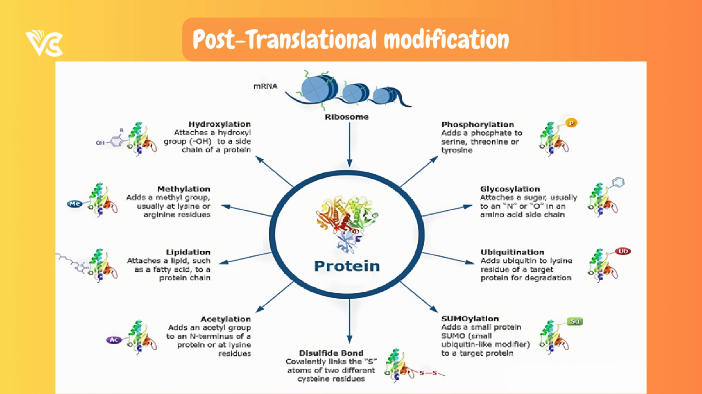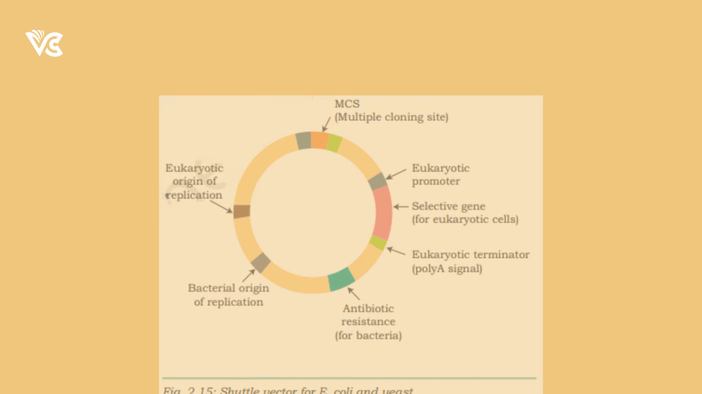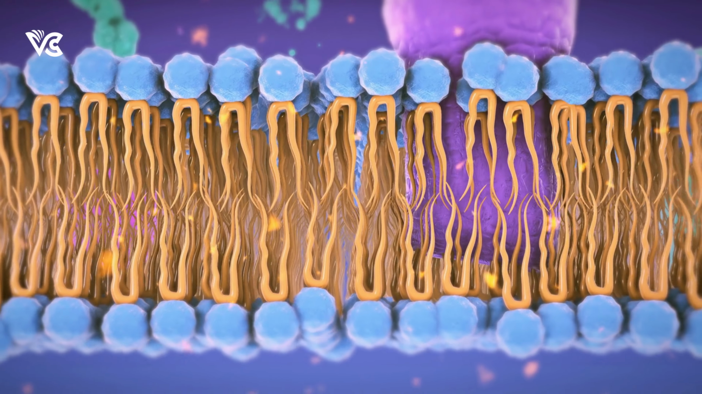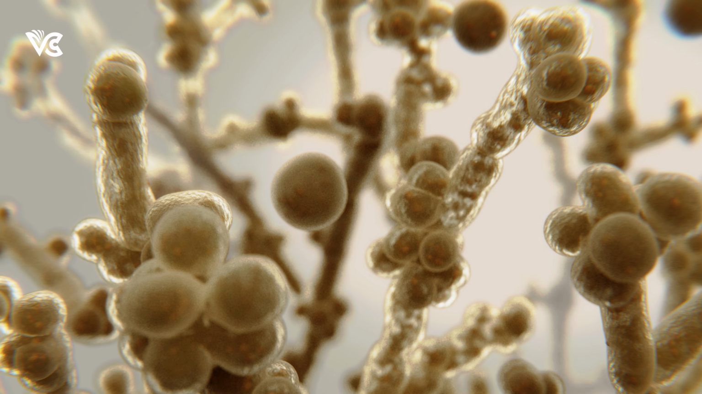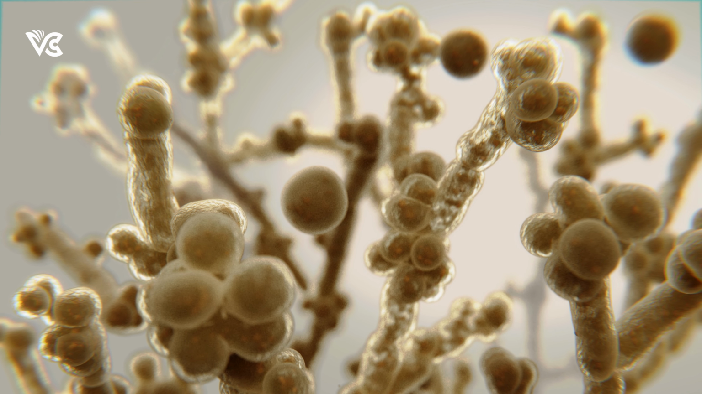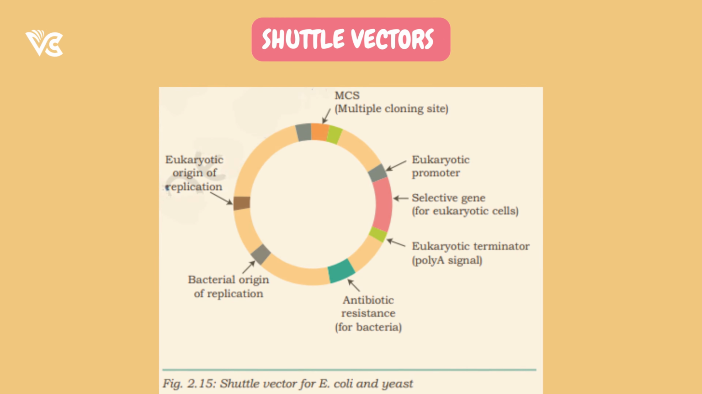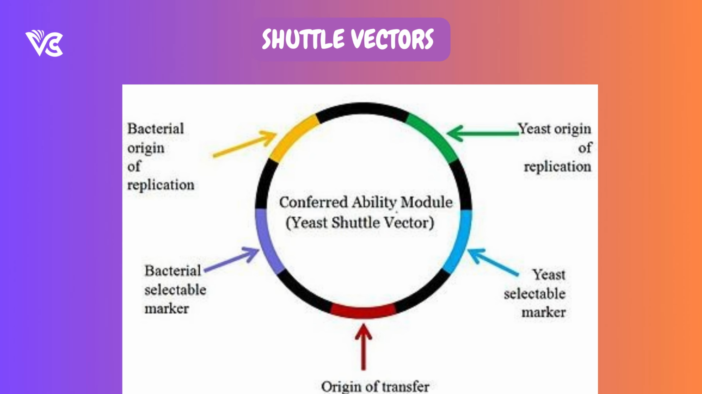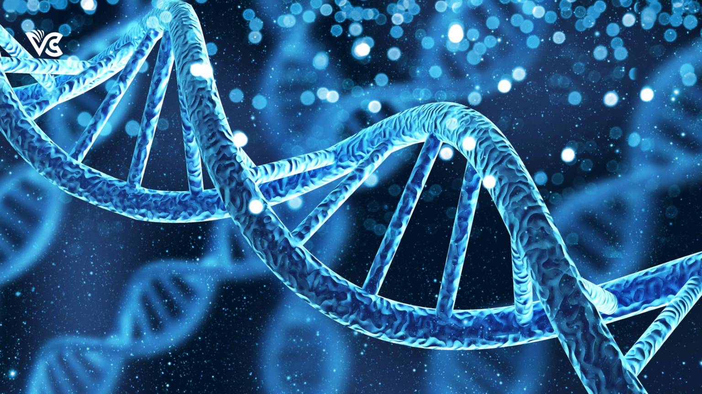Shuttle vectors are another type of vector designed to replicate in two different host systems, allowing them to shuttle between prokaryotic and eukaryotic cells, including bacteria like E. coli and various eukaryotic organisms such as yeast, plants, and animals. These vectors have two origins of replication, but only use the one appropriate for the current host. Constructed through recombinant DNA techniques, shuttle vectors are versatile tools in genetic engineering, enabling the replication and expression of genes across different biological systems.